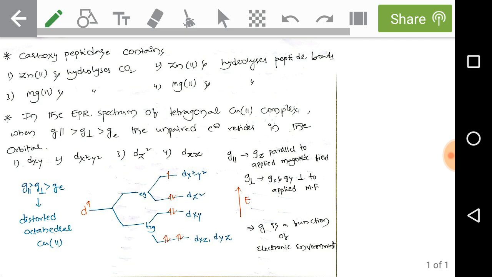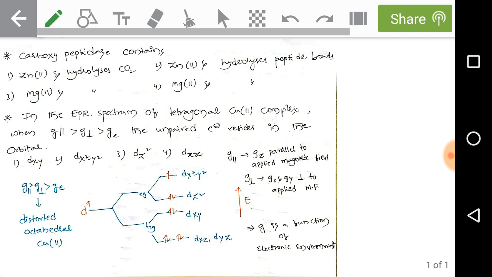How can you say that? By looking at the g factor, that is the Landé splitting factor or spectroscopic factor. Here g is a function of the electronic environment; g indicates the electron environment. So remember, g parallel indicates gz, the electron density parallel to the applied magnetic field, and g perpendicular indicates gx and gy, perpendicular to the applied magnetic field.